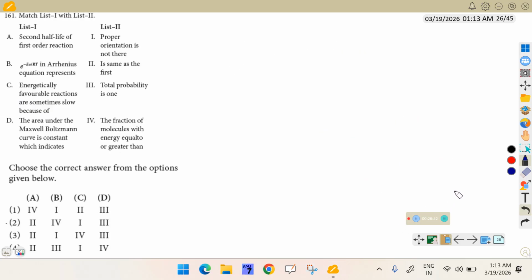See the next question. Matching type. The Arrhenius equation represents the fraction of molecules with energy equal to or greater than activation energy. That is B4, only one option is there, the second option. You can check the remaining matchings.